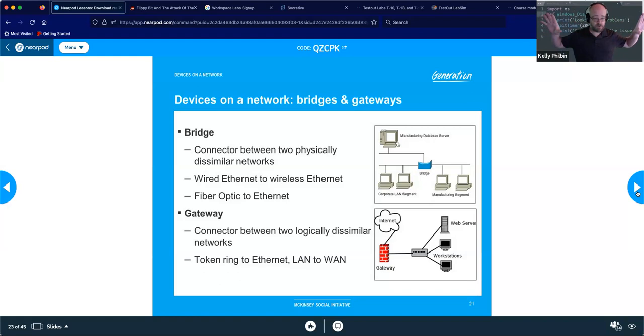If I'm going from fiber optic to coaxial, I can't just plug the two ends together. They can't communicate. I have to have a bridge to jump from one to the other, or an adapter to change the signal from a fiber optic signal to one that can run over coaxial cable. So that is what a bridge does. When you have physically dissimilar networks, the bridge establishes that connection. Does this make sense?